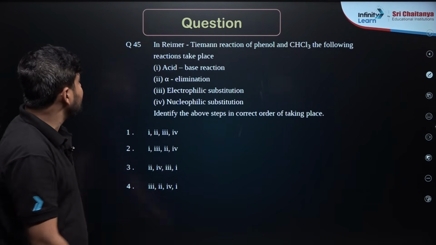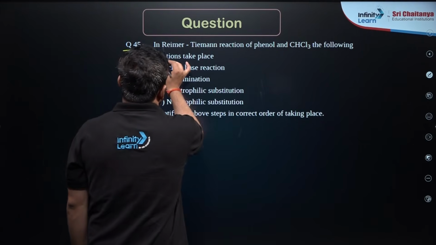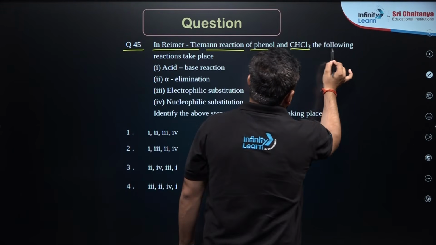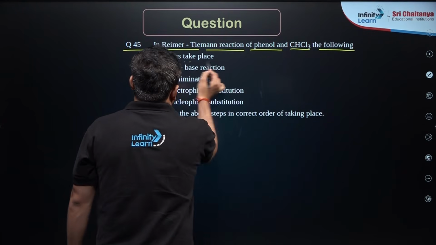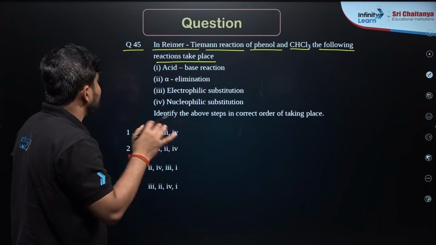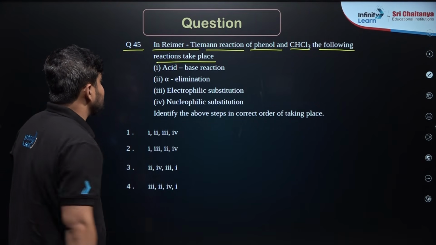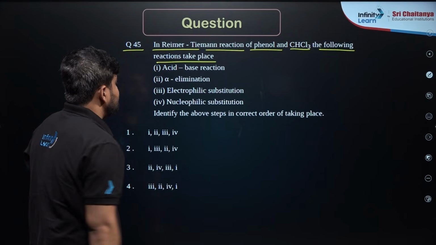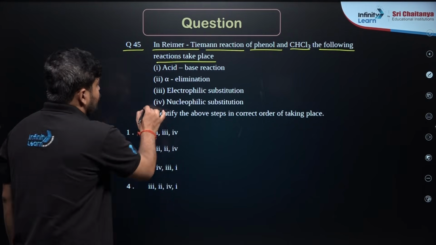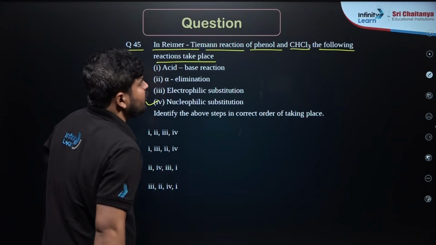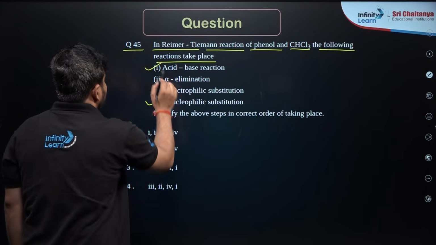Now I am coming to the next question, question number 45. In the Reimer-Tiemann reaction of phenol and CHCl3, the following reaction takes place. In which way does this reaction take place? Are there acid-base reactions, alpha elimination, electrophilic substitution, or nucleophilic substitution? Definitely it is the nucleophilic substitution reaction. Acid-base reaction we can also consider, since phenol has an acidic nature.